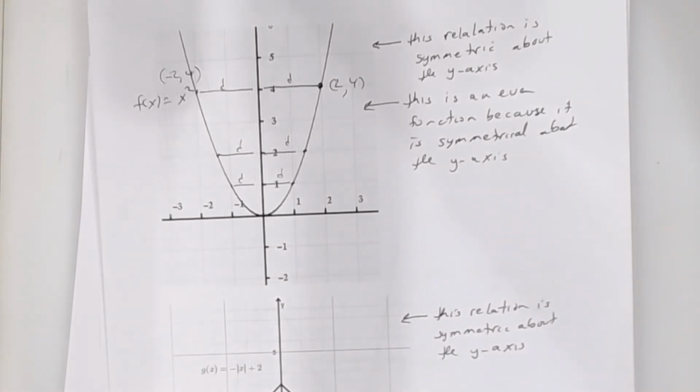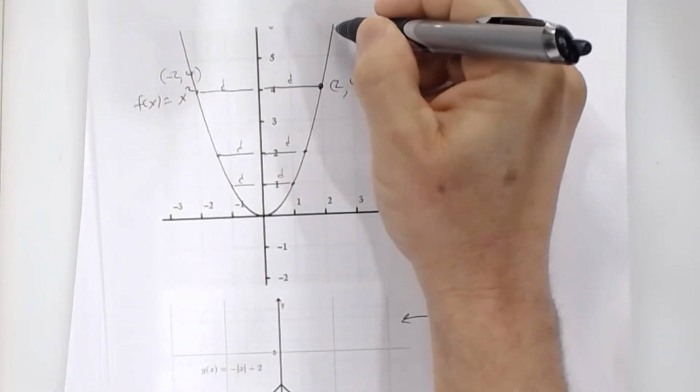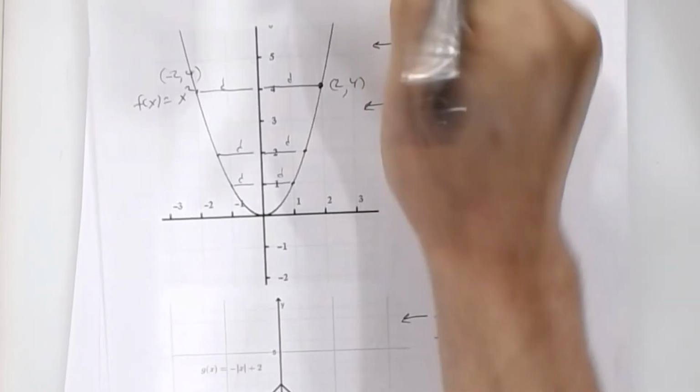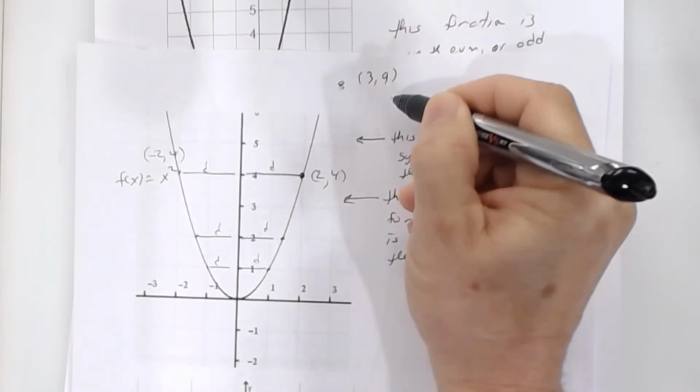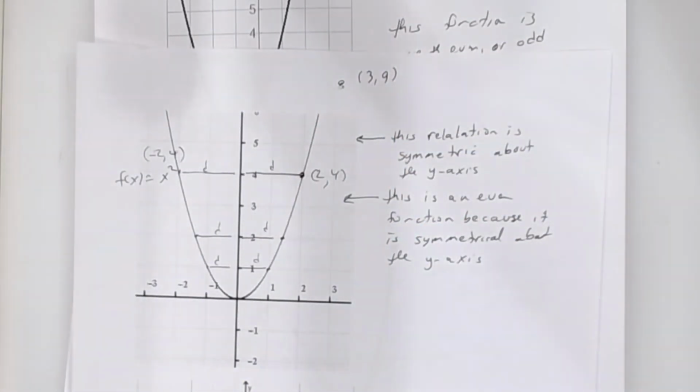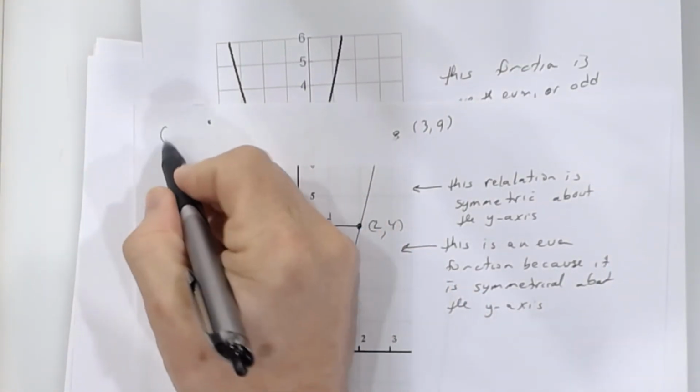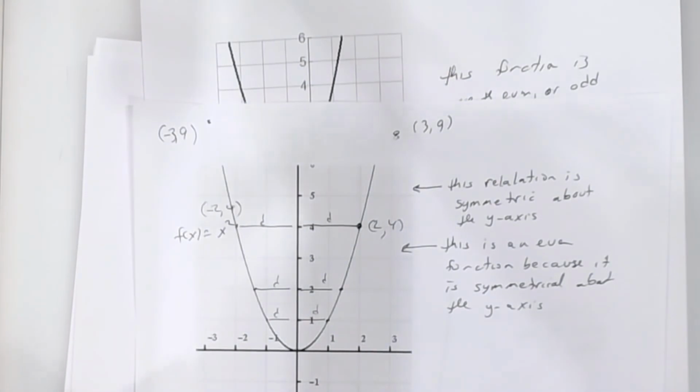So this point here, let's say this point here is 3, 9. So if 3, 9 is on the graph of an even function, then what other point better be on that graph? Negative 3, 9. Okay? Negative 3, 9 better also be on that graph.